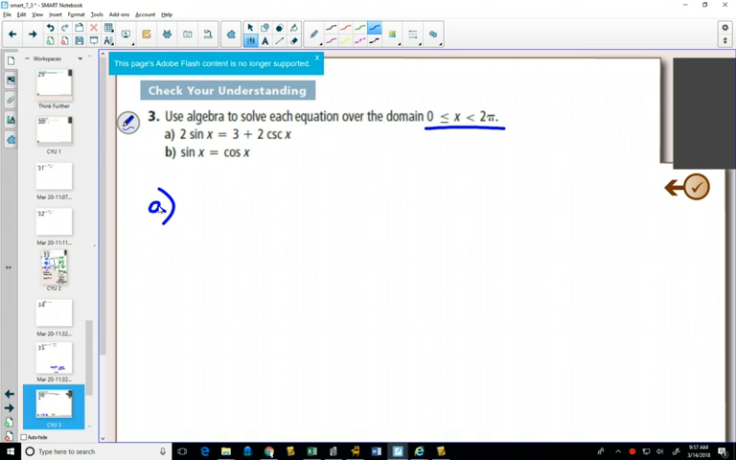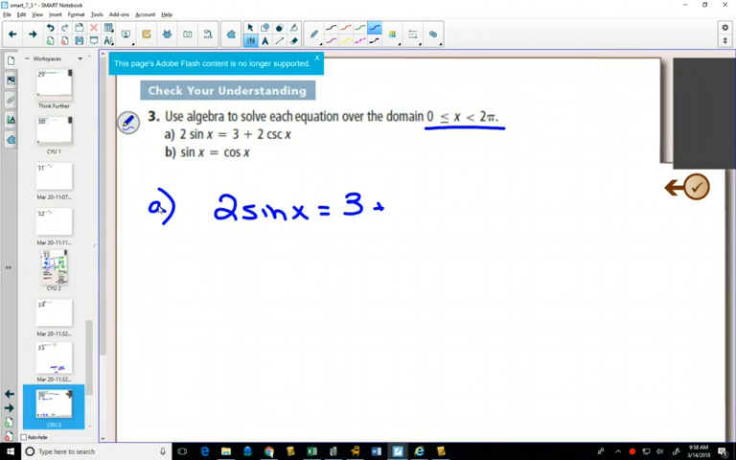Because one of the goals for solving an equation is if you could write that equation with only one trig function, then you're going to be able to solve it. So for this first one, it has two trig functions, sine and cosecant. Is there any identity that you could use to substitute so that you only had one trig function? What could you do? You could change the cosecant x to 1 over sine x.